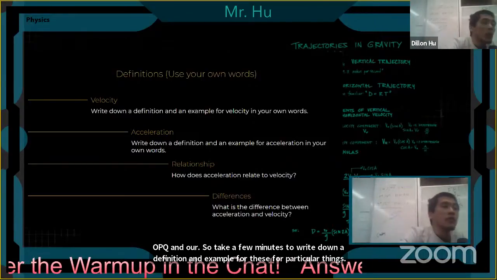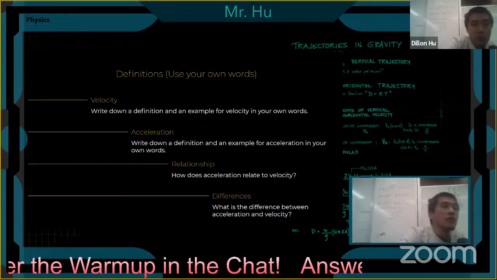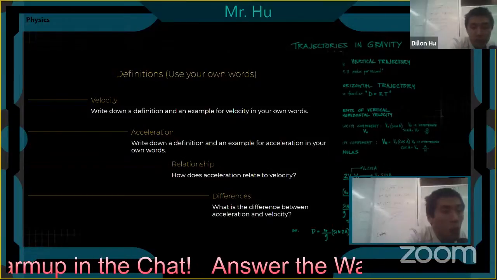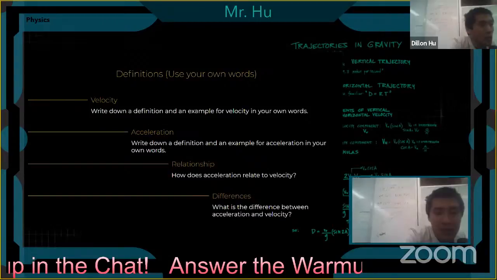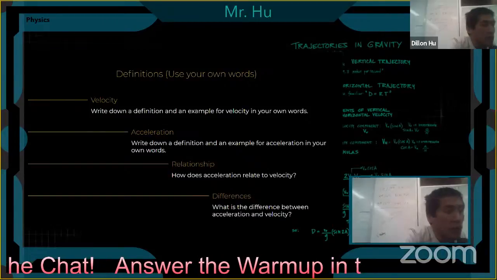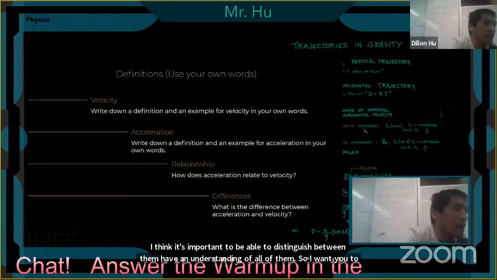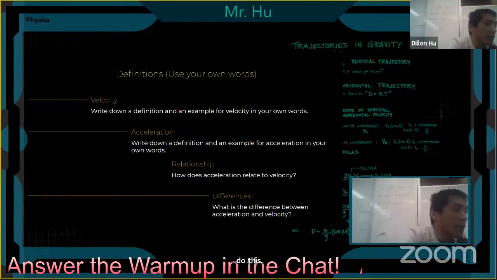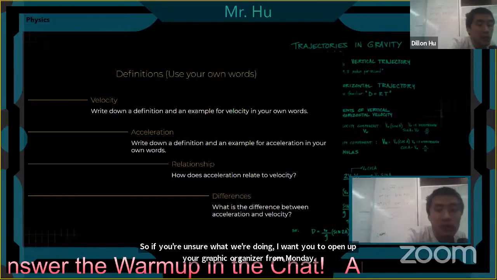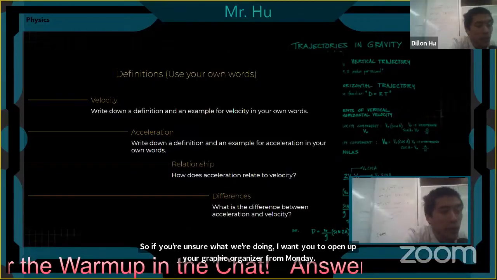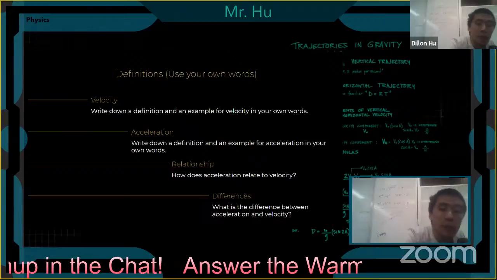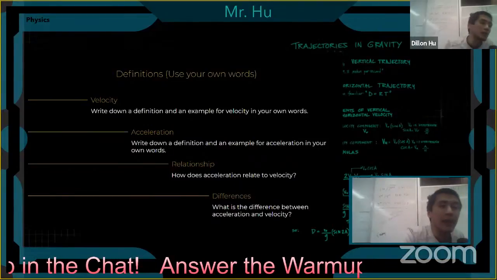So if you're unsure what we're doing, I want you to open up your graphic organizer from Monday. I want you to write down a definition and an example for velocity in your own words. I want you to write down a definition and an example of acceleration in your own words. I want you to write down what you think is the relationship between acceleration and velocity. And then I want you to write down a difference between acceleration and velocity.